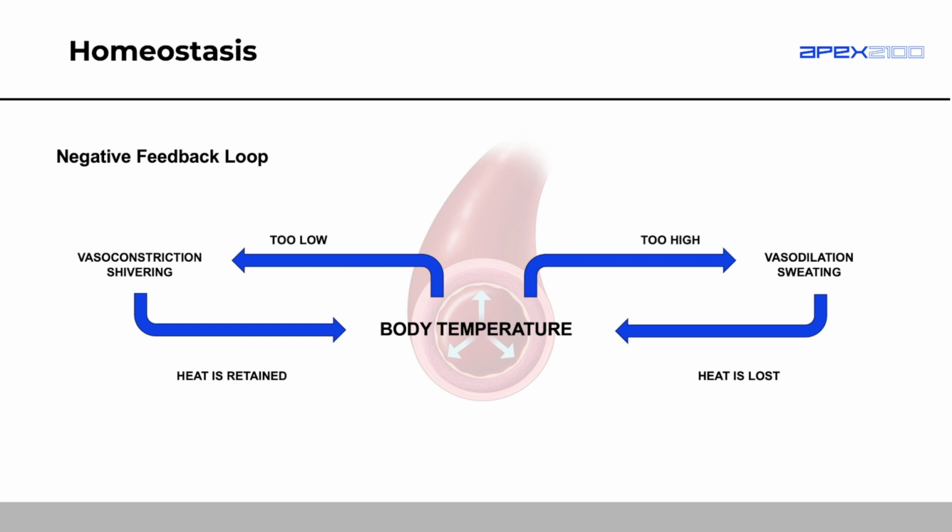If my body temperature is too low, that will trigger vasoconstriction, so my blood vessels would become more narrow to keep heat in, and shivering as well, because shivering is just like mini involuntary muscle contractions, that produces heat. So heat will be retained and the body temperature will remain within its normal limits.